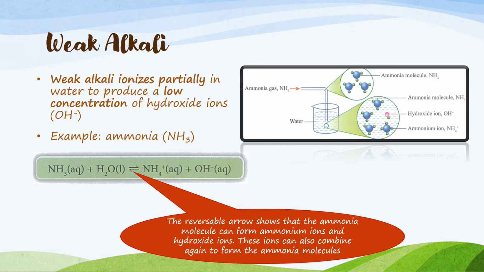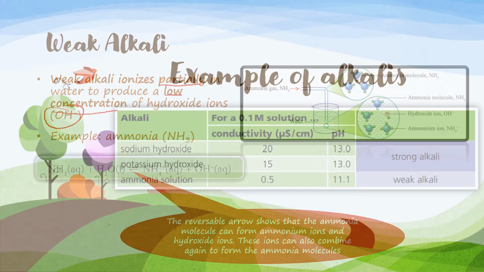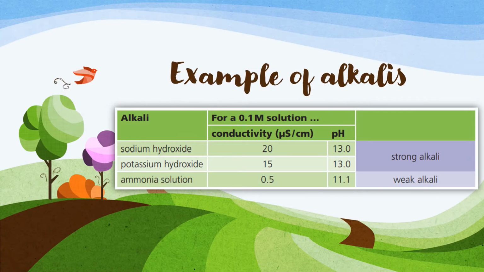If weak acid, the acid ionizes partially in water to produce a low concentration of hydrogen ion. Weak alkali, on the other hand, is an alkali that ionizes partially in water to produce a low concentration of hydroxide ion. So ammonia is an example of weak alkali. We have some examples over here. For strong alkali, we have sodium hydroxide and potassium hydroxide, while for weak alkali, we have ammonia solution.